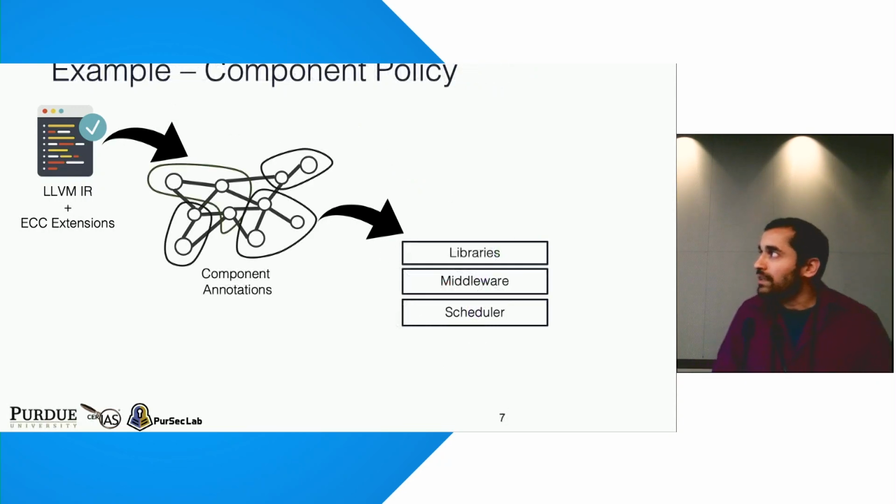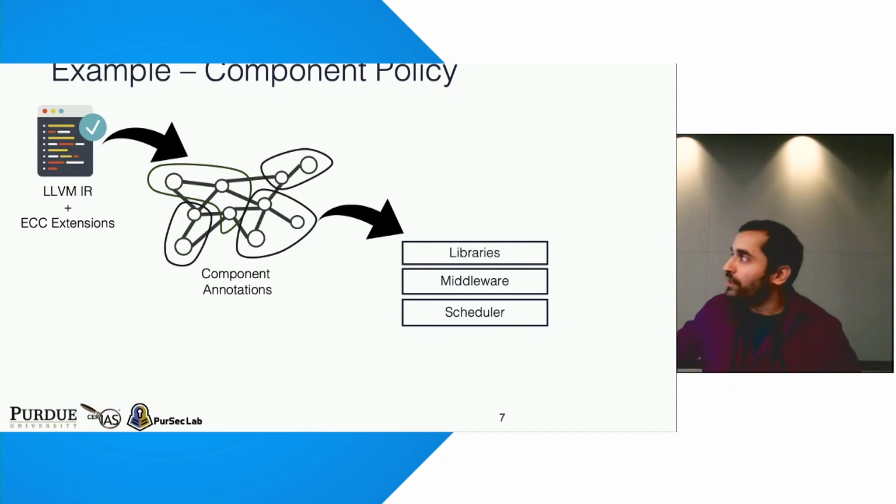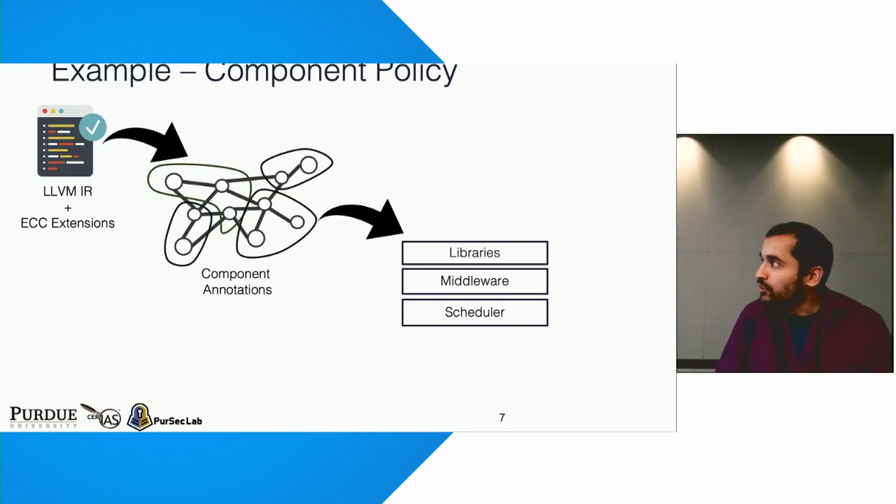So for an example, let's take the component policy, because traditionally we are more familiar with different components in the kernel, right? So if you talk about different components in the kernel, our annotations will tell you which part of the PDG belongs to which component. And based on your Python plugin, you can put all of the nodes from one component into one compartment. And that's how we identify different compartments in the system.